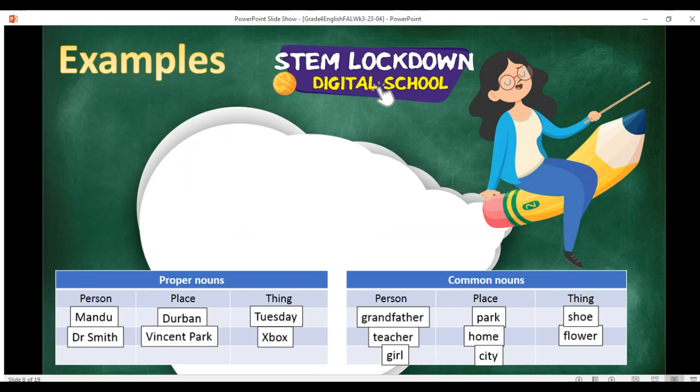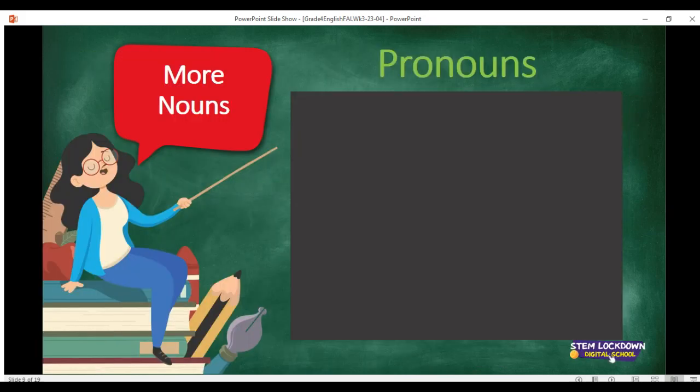Okay, so there we've got all our nouns sorted into the right columns. So I'm sure that was quite easy for you to see where they go. So now I'm going to move on to pronouns, because last week during one of our lessons, we spoke about different types of nouns, and a few of you were a little bit confused with what a pronoun was. So I'm just going to help you refresh your memories.